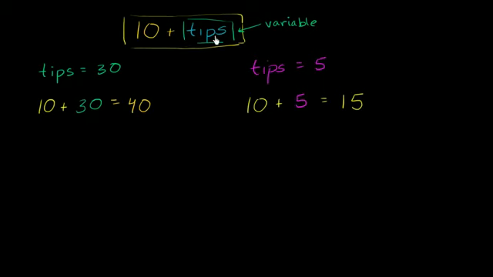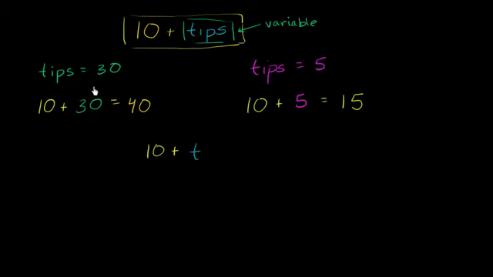Now, you won't see whole words typically used in algebra as variables. We get lazy, and so instead we tend to use easier to write symbols. And so in this context, instead of writing tips, maybe we could have just written 10 plus t, where t represents the tips that we get in an hour.